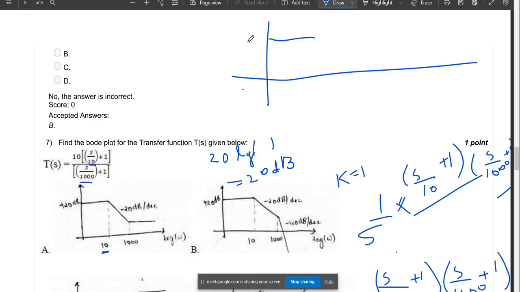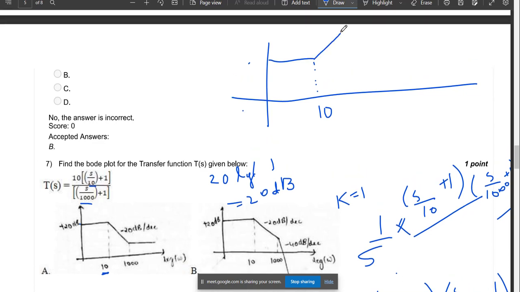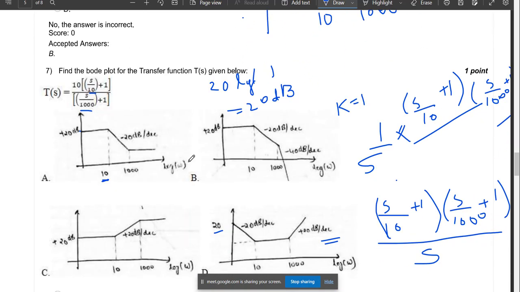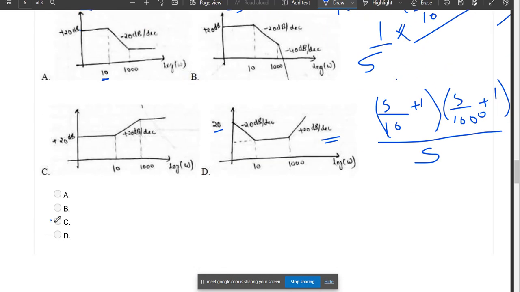So plus 20 dB, right? Now at 10 a 0 came, so with a 0 the slope will increase by plus 20 dB. So we made it like this. Again at 1000, what happened? Instead of a 0, a pole came, so from plus 20 we went to minus 20, and it becomes flat again after the pole. Here it's also flat. So option C is the correct one.